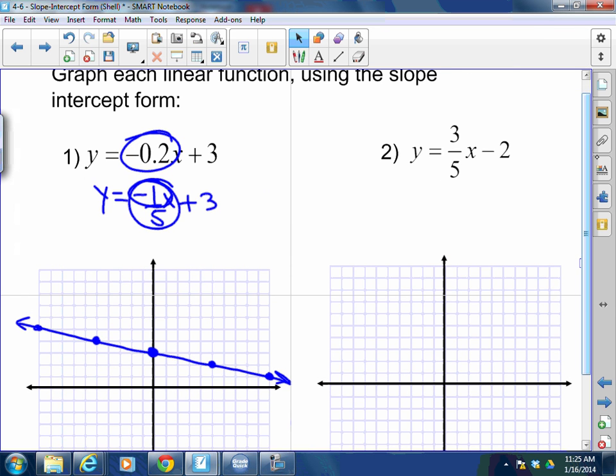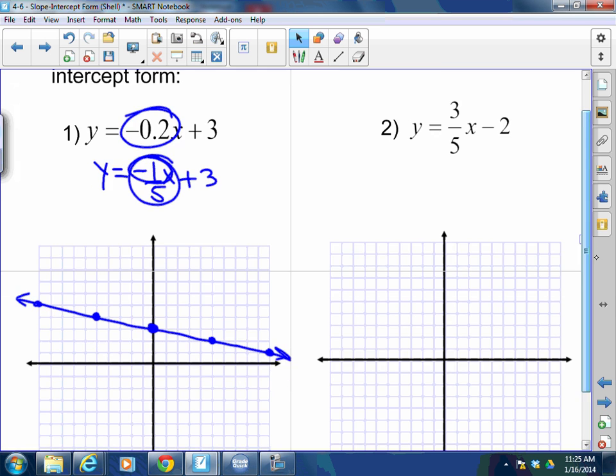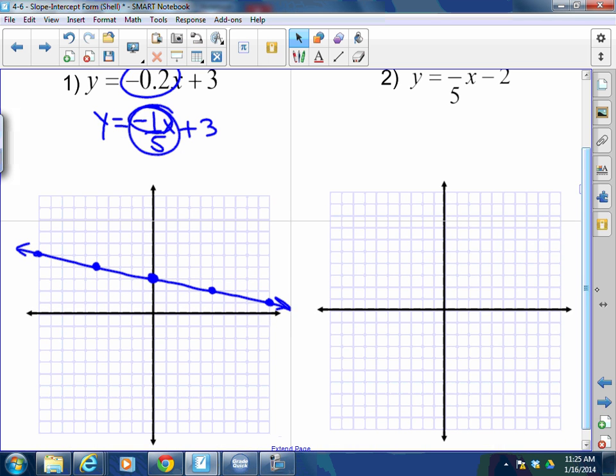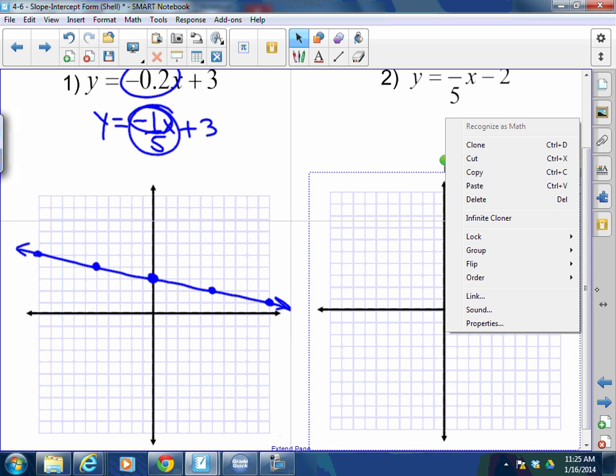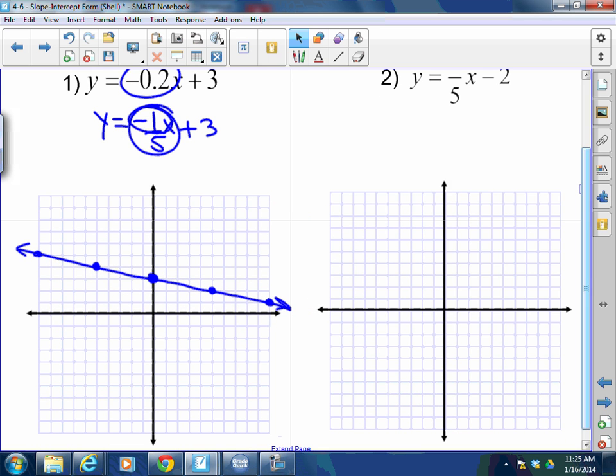Okay, there we go. Number 2. What we've already solved for y. It's already in y equals mx plus b form. What's my y-intercept? Negative 2. So start at negative 2. Okay, negative 2. What's my slope, gentlemen?